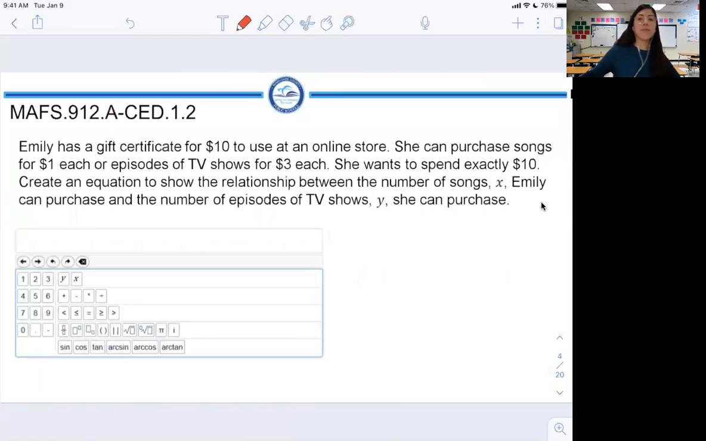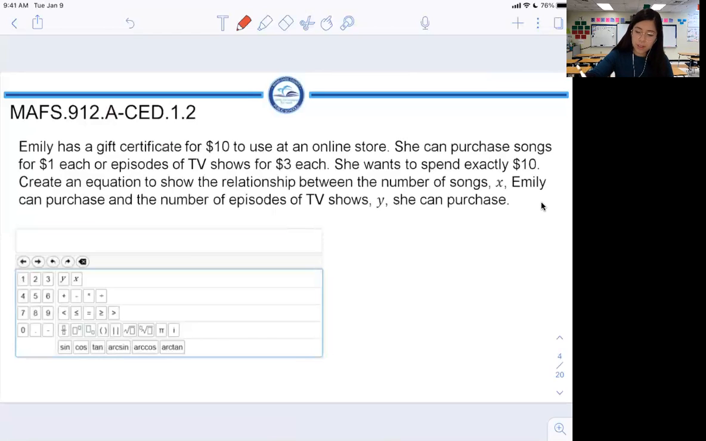Let's go ahead and get started right away. So here we go. Emily. Hi, Emily. So Emily has a gift certificate for $10 to use at an online store. She can purchase songs for $1 each or episodes of TV for $3 each. She wants to spend exactly $10. Create an equation to show the relationship between the number of songs, X, Emily can purchase, and the number of episodes of TV shows, Y, she can purchase.